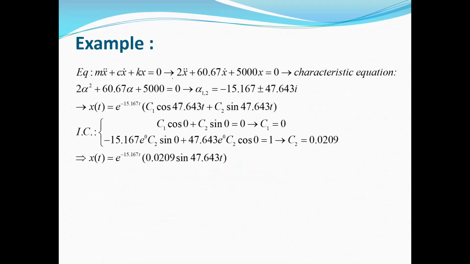Okay, so this is the equation of motion. We need to form the characteristic equation, which is the coefficient of x double dot times alpha squared, the coefficient of x dot times alpha, plus the coefficient of x, which is 5,000. So this is an algebraic equation of order 2. You can easily solve this equation and obtain two roots. Alpha 1 and alpha 2 are equal to minus 15.16 plus minus 47.6 i.